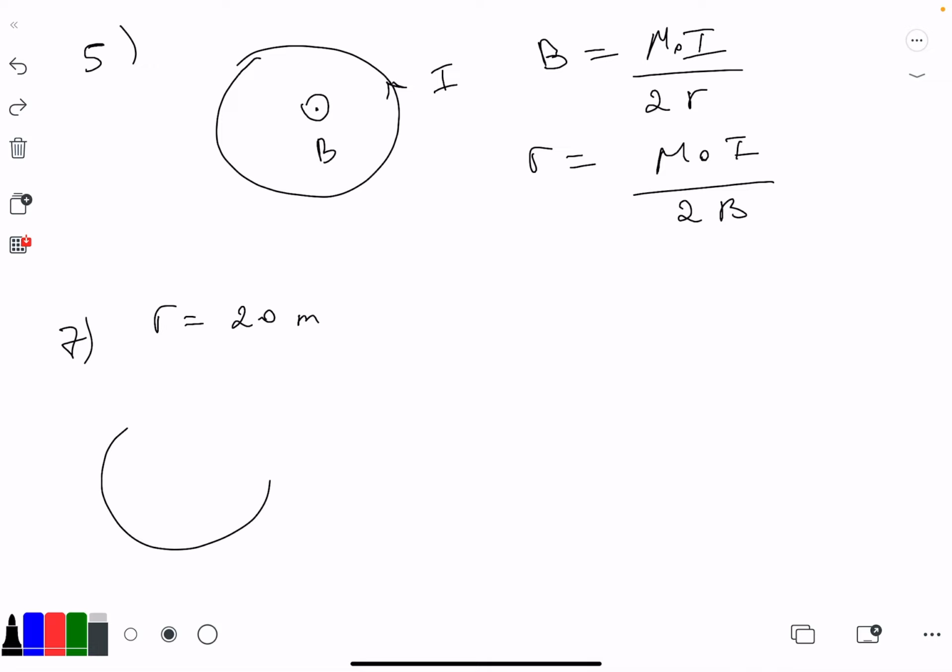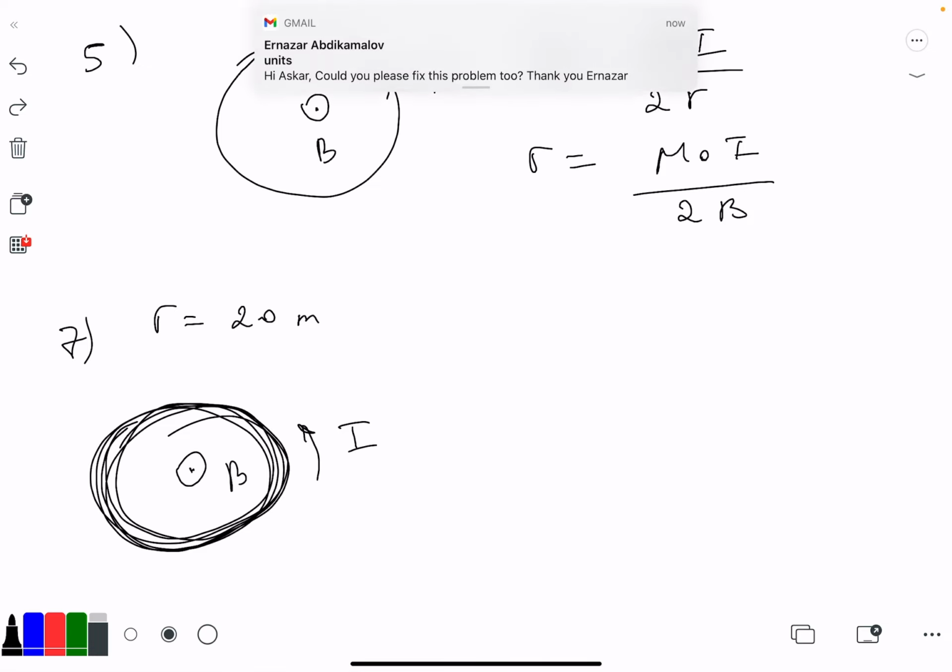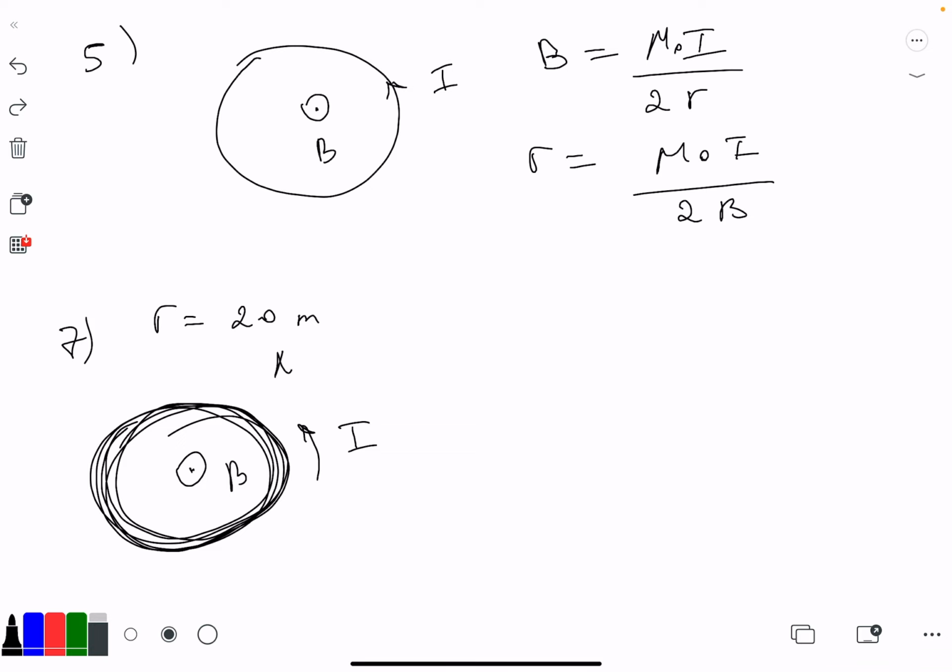So we have again this kind of wound wire, like many turns. Let's say the current is going in this direction, and magnetic field obviously in the center will be out of the page, using the right hand rule. Then B is given, I is given, so we have to find the number of turns or windings on this circular wire.